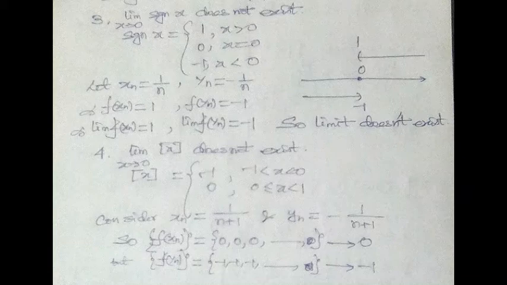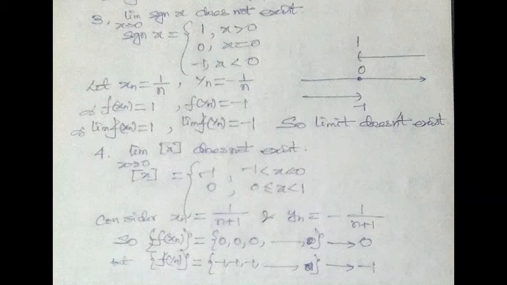That means we have to use sequential criteria and we have to choose two different sequences. So let us consider xn equals 1 by n, where n is a natural number, and yn equals minus 1 by n. Then clearly xn consists of all positive numbers, so f of xn will be 1 by the definition, and f of yn will be minus 1 because yn consists of all negative terms. So the limit of f of xn will be 1 and the limit of f of yn will be minus 1.